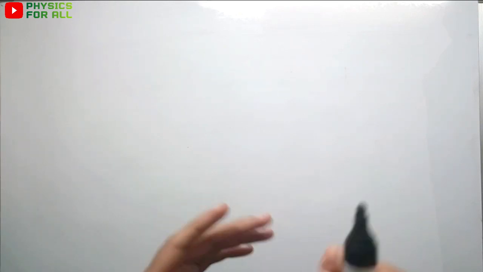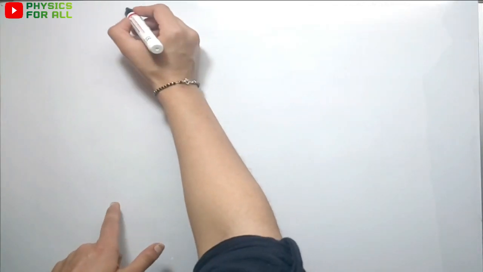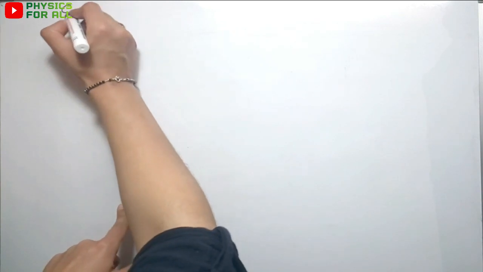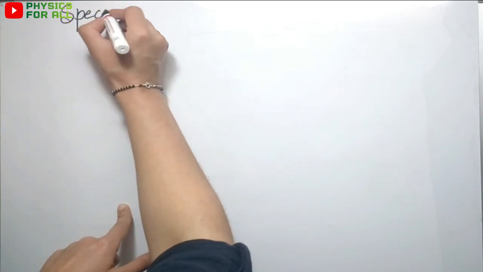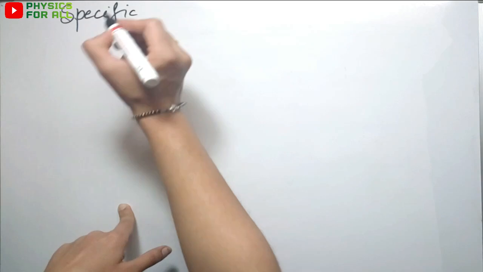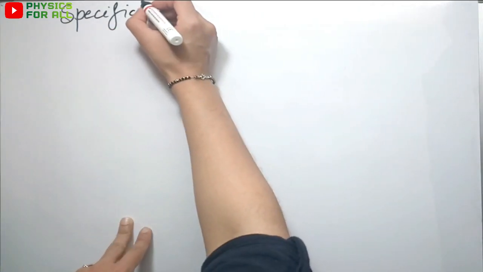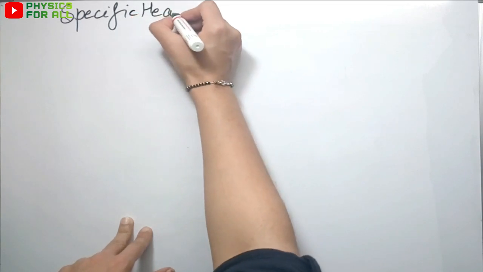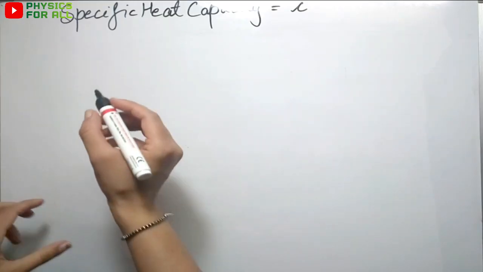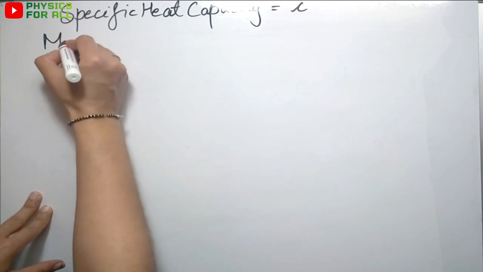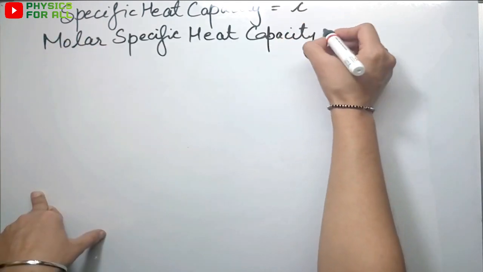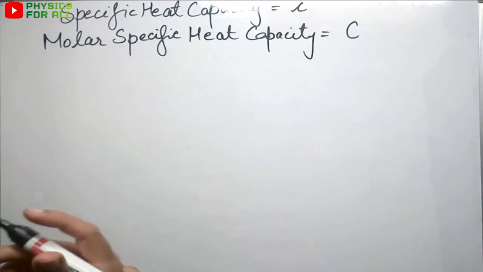Now let's discuss molar specific heat capacity. First we studied only specific heat capacity, which is denoted by lowercase c. The lowercase alphabet c denotes specific heat capacity, small c, and molar specific heat capacity is denoted by capital C.